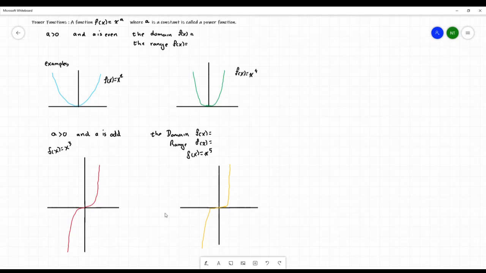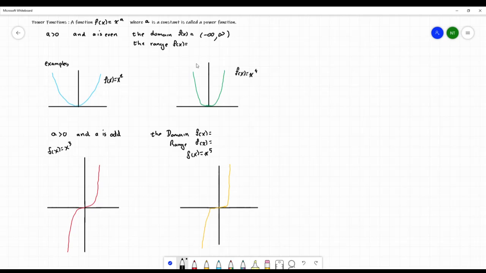Okay, so let's start with power functions. As we can see, some examples of power functions are x squared, x to the 4, x to the third, x to the fifth. These are all power functions. Now, the domain of the power function when a is greater than 0 and a is even is minus infinity to infinity. It's defined for all real numbers.